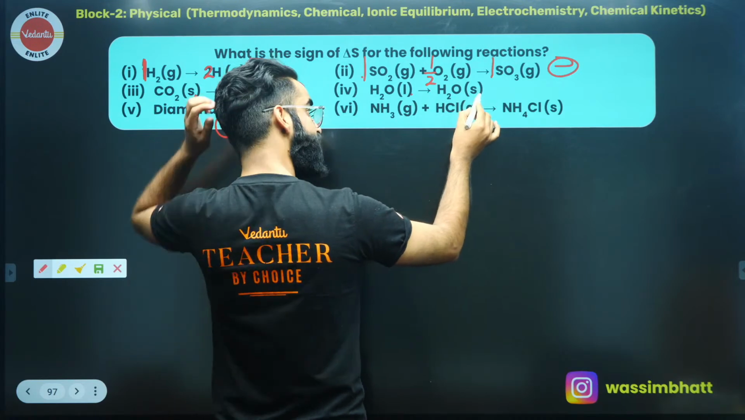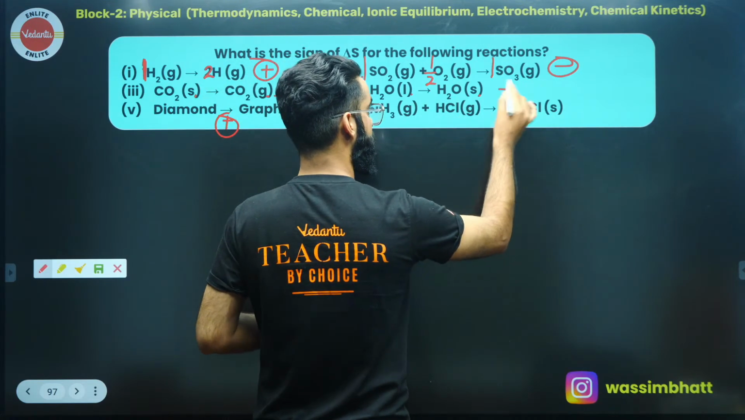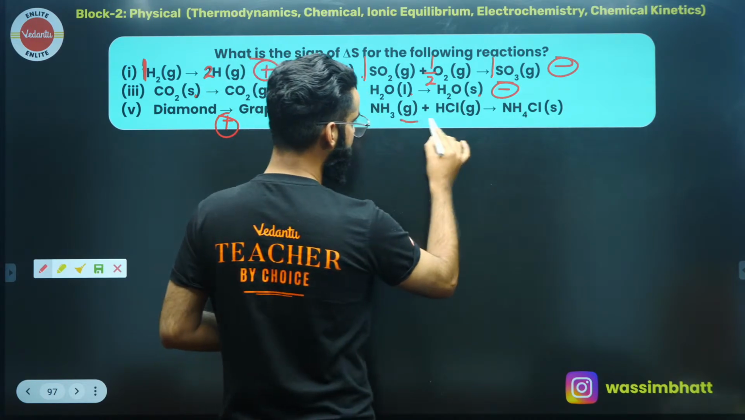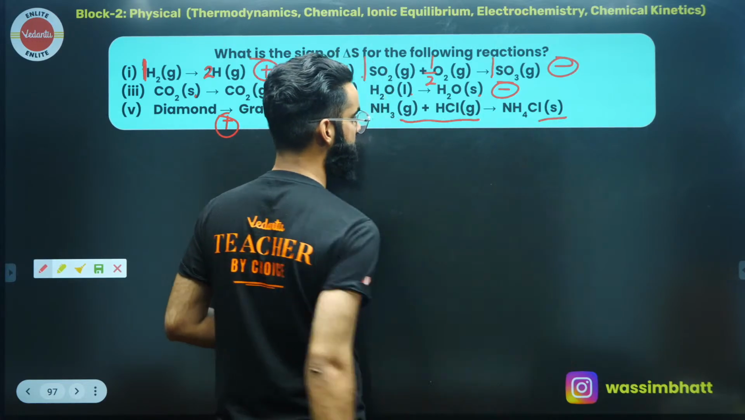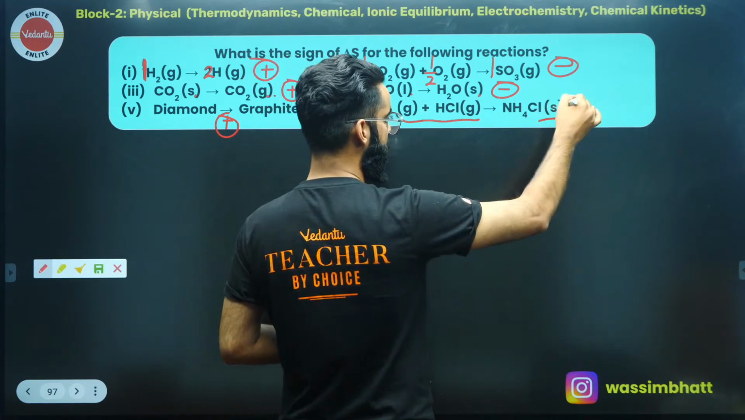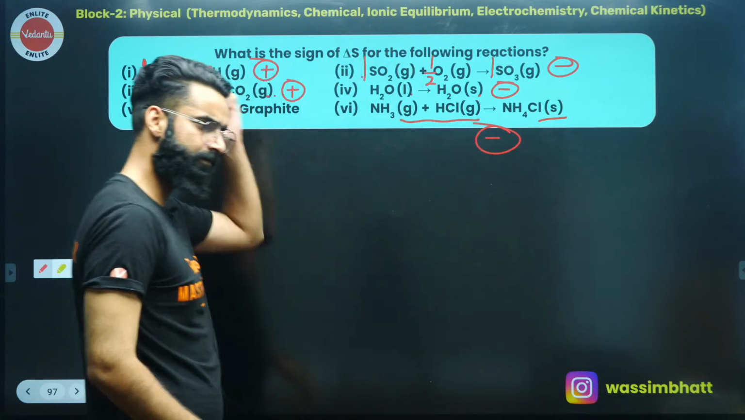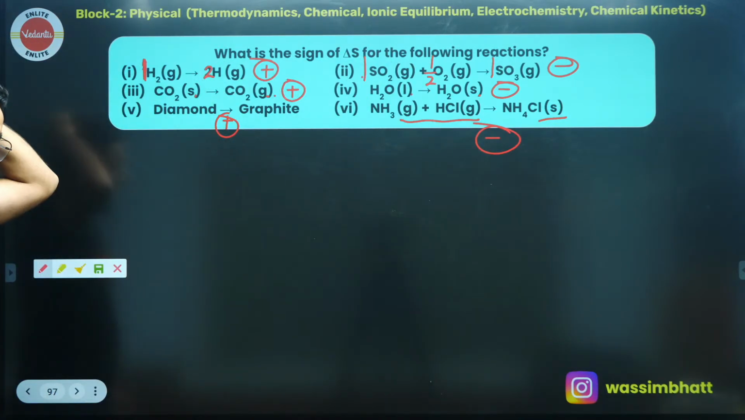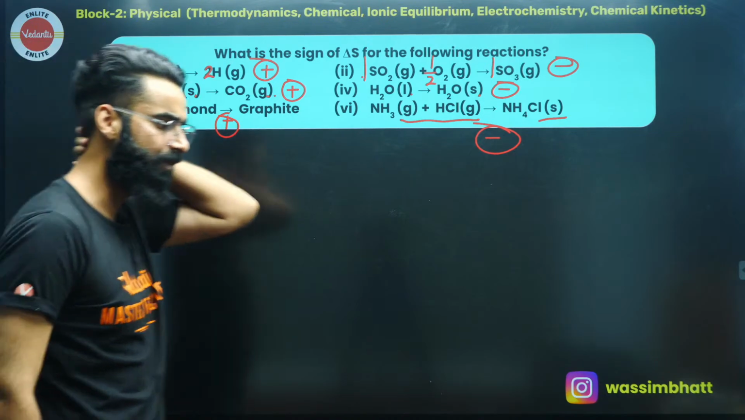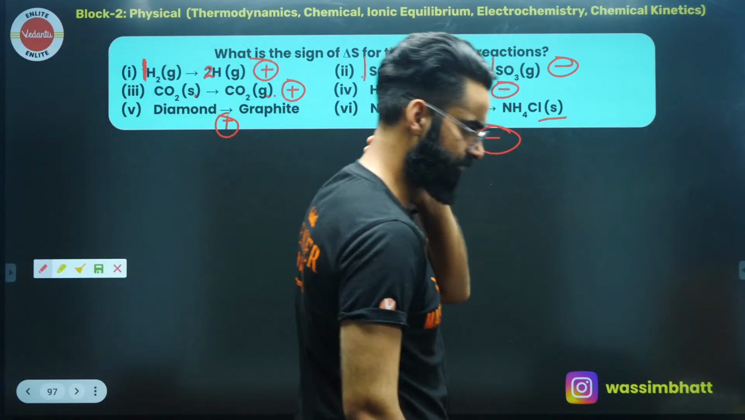Liquid into solid, disorder is decreasing, delta S negative. On the reactant side, you have got gases. On the product side, you have got solid. So gases are getting converted to solid, right? So disorder will be decreasing, delta S negative. I'm sure you can easily solve this sort of question as well. Perfect. Is it clear, guys?